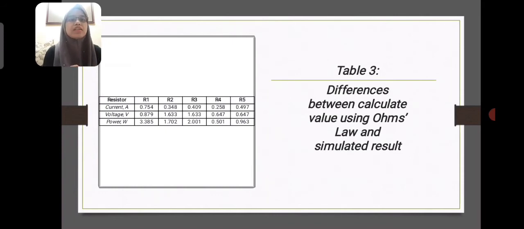In my previous slides, I showed Table 1 and also Table 2. So when we got the value of the simulated result, we subtracted the value calculated manually. From that we got some difference values for all the resistances.